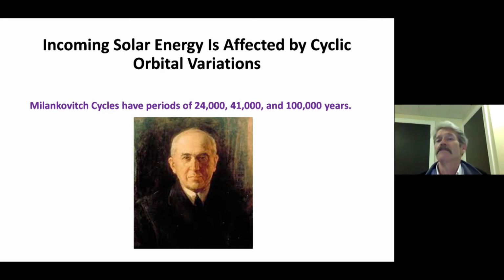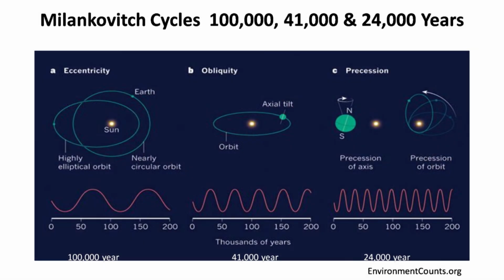In the 1920s, Milankovitch theorized that cyclic variations of the orbital parameters of the Earth as it moves around the sun would affect the magnitude of solar radiation that strikes the Earth and creates climate variation. These are the three Milankovitch cycles with periodicities of 24, 41, and 100,000 years. These Milankovitch cycles are due to cyclic variations in the eccentricity, that would be the distance, the axial tilt or obliquity of the Earth, and the precession or wobble of the Earth's axis. These cycles combine, either constructively or destructively, to alter the resulting solar radiation that is striking the Earth's surface.